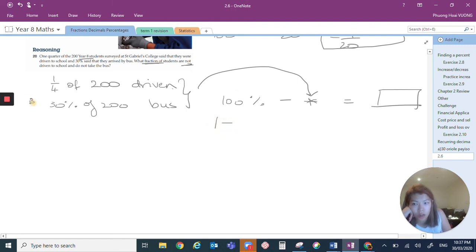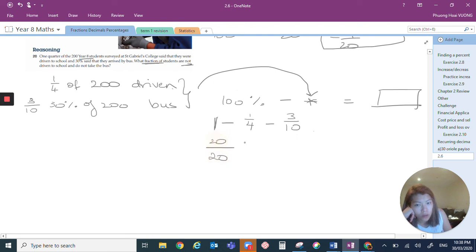30% is 3 out of 10. So minus a quarter, because we don't want to talk about people getting driven, and minus 3 over 10 people that are going by bus. So let me recap again. What fraction of students are not driven to school? So everybody is 1, a whole, minus the people that are driven, minus the people that are going by bus. So now we have to find a common denominator. So 4, 10, we'll do 20.